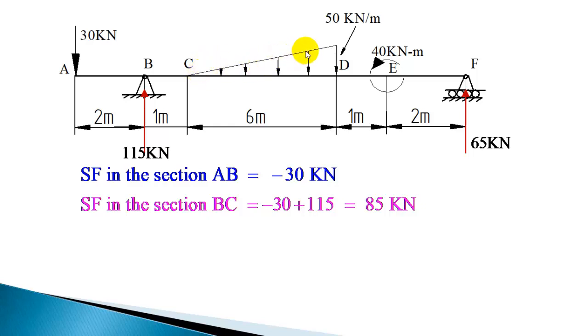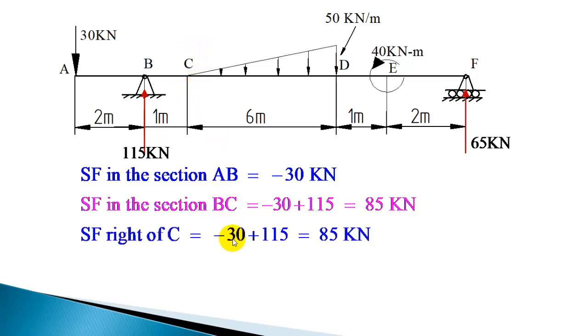Now for the UVL also you have to calculate the shear force at either end. So here you have to calculate immediately right of C and immediately left of D. When you take immediately right of C, the part of UVL added is negligibly small and there is no point load acting here. So the shear force for the section BC and immediately right of C will remain the same.